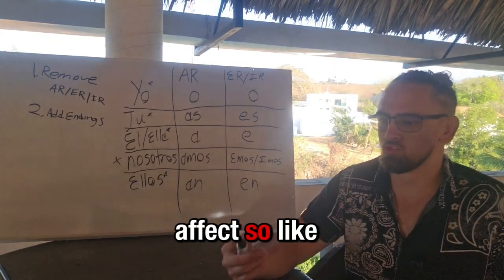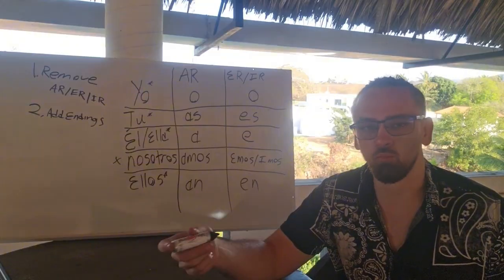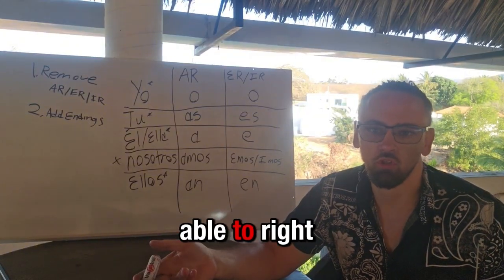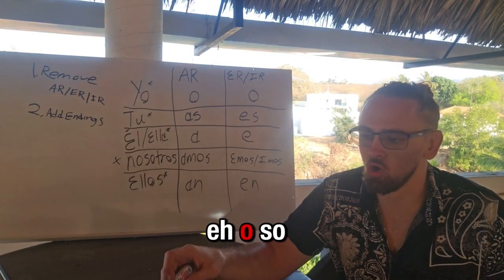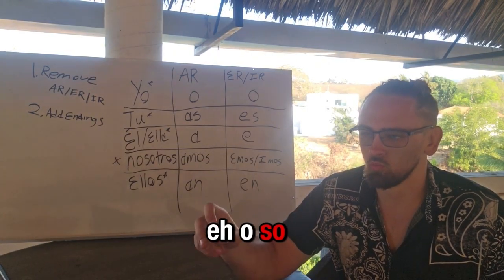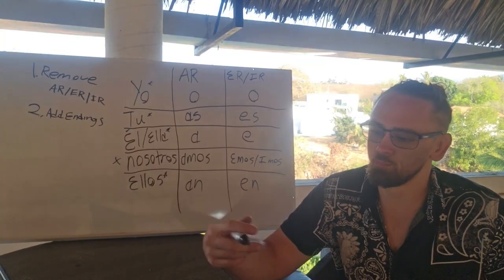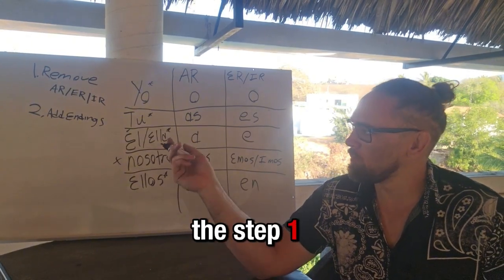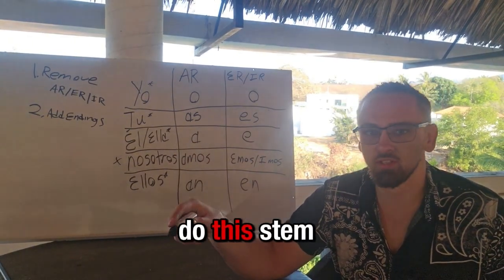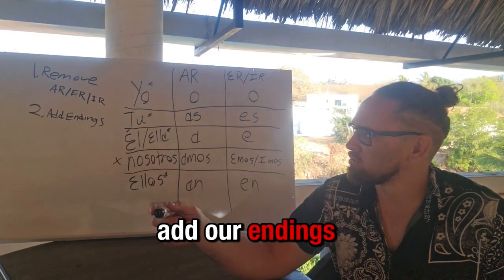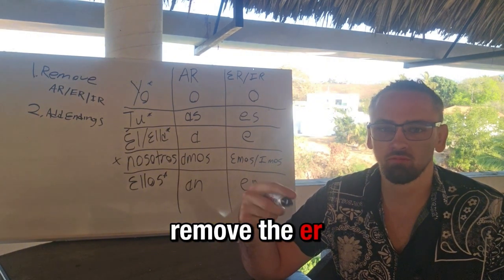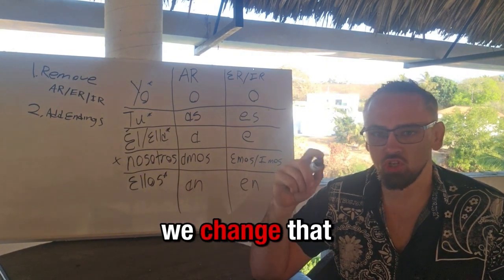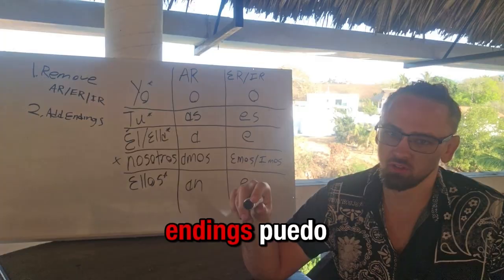So here, you see this O to UE example, right? Poder, to be able to. Yo puedo, right? We've changed this O. So let's look at this first example. Poder, right? So the step 1B is that we need to do this stem change before we add our ending. So step 1, from poder, we remove the ER. POD is what we're left with. We change that O to UE, and then we add our endings.